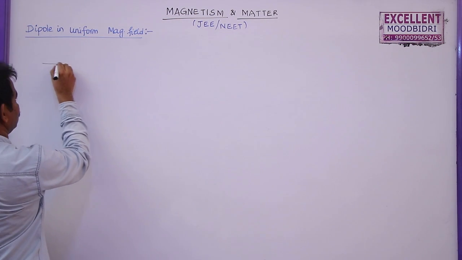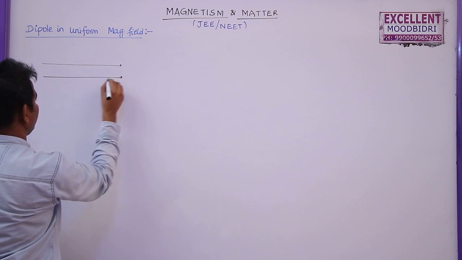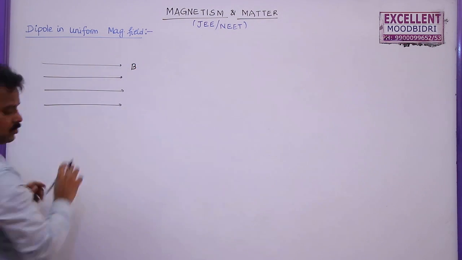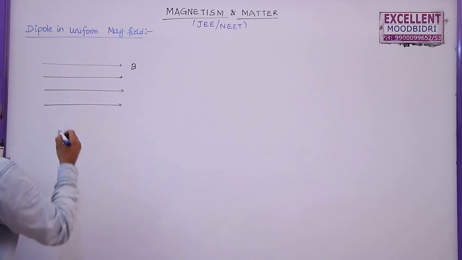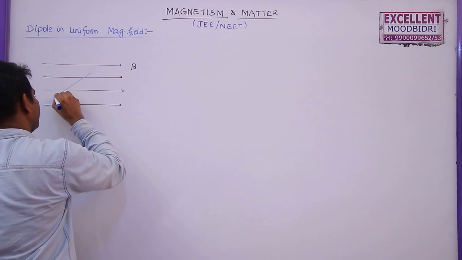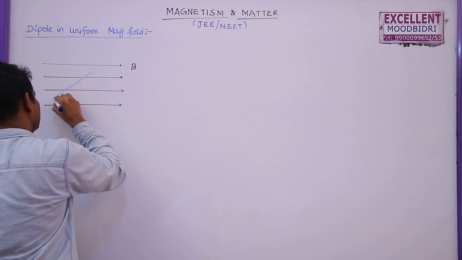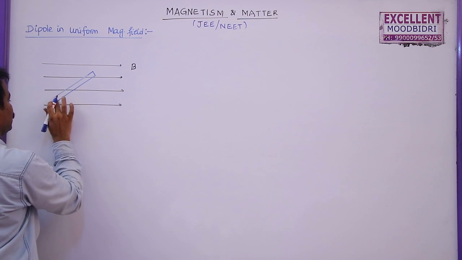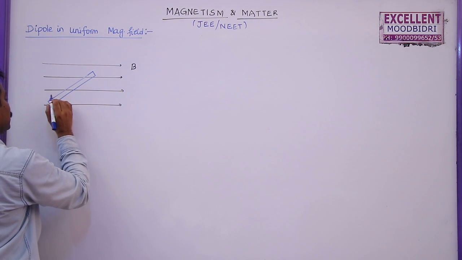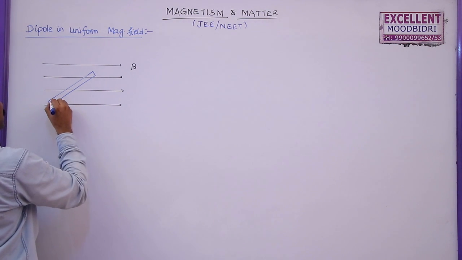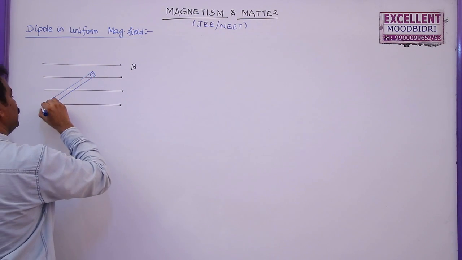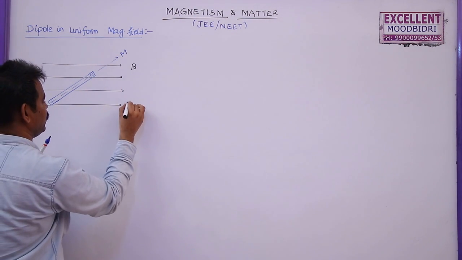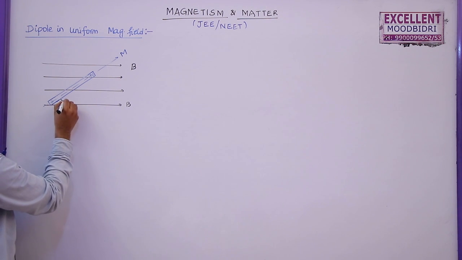Uniform magnetic field. So this is a uniform magnetic field of field induction B. In this, let us assume that a magnetic dipole is placed such that the magnetic moment is making angle theta with the direction of the magnetic field. Now let us say this is south pole and north pole. This is the direction of the magnetic moment and this is the direction of the magnetic field induction. So the angle between these two is theta.